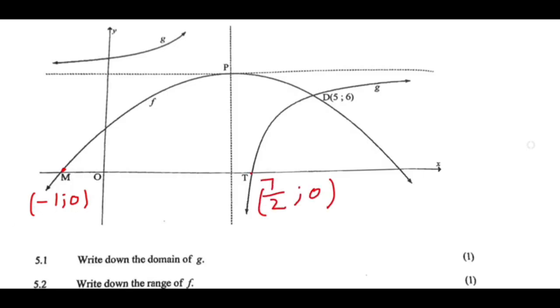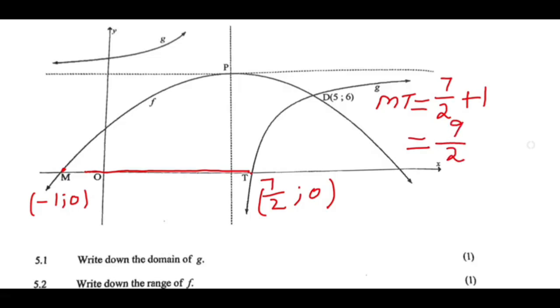So we got the points of M and T. Now we can calculate the length of MT. This is a horizontal length you can see, so I can use x right minus x left. So MT is equal to x right, which we got 7 over 2, minus x left, which is negative 1. Negative becomes positive. I use my calculator: 7 over 2 plus 1. The answer is going to be 9 over 2, or you can say 4.5, same thing. So this is my final answer. You must say units.